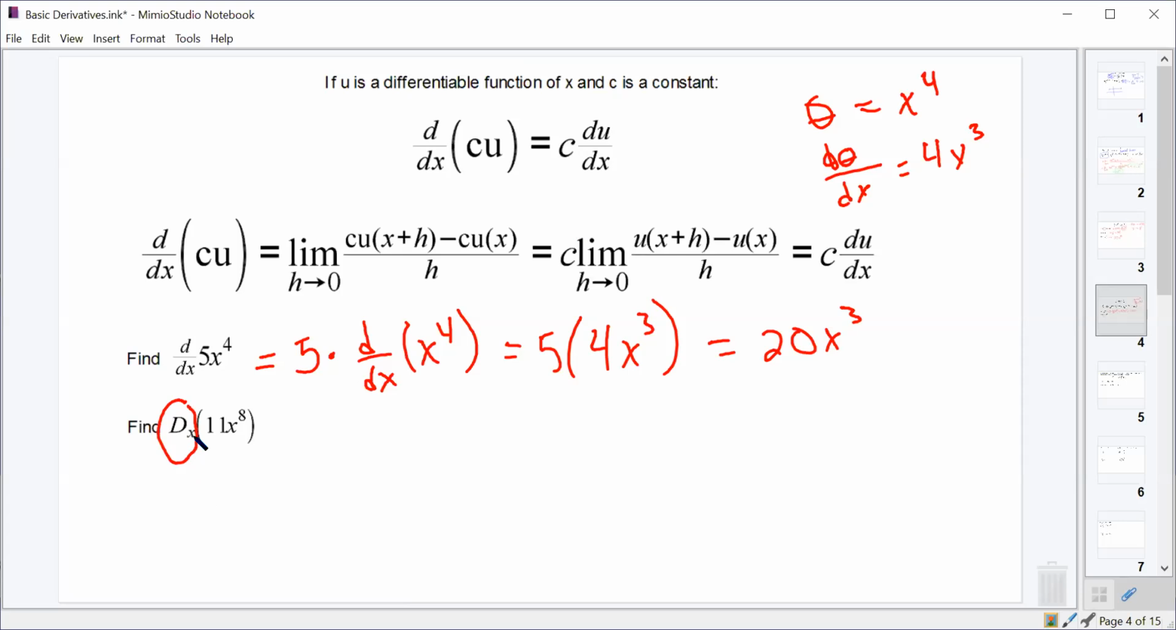The derivative with respect to x of 11x to the 8th should be what? We should multiply this power by our coefficient to get 88, or 88 times x to the 7th, because we dropped that power down by 1. Everybody good with that? Any issues or questions on extending the power rule there with a coefficient out in front?